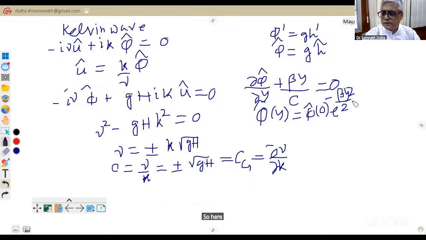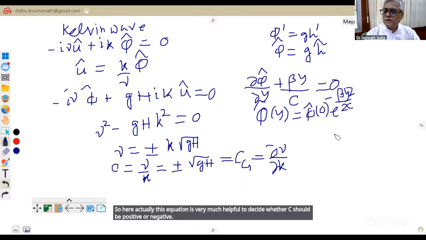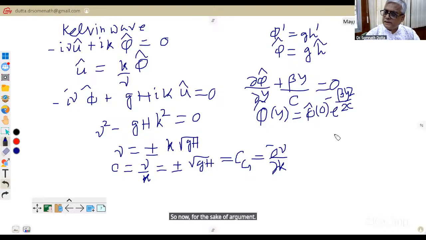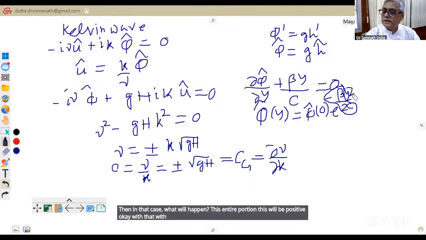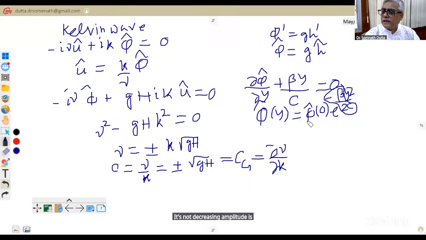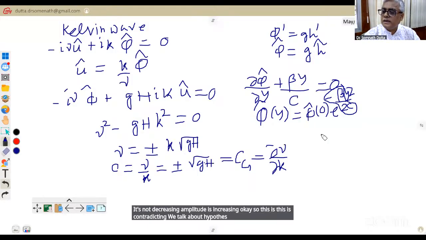Here, this equation is very helpful to decide whether c should be positive or negative. For the sake of argument, even if I take c negative, then what will happen? This entire exponent portion will be positive, with y² multiplication. Then if y tends to plus minus infinity, that means if one goes away from the equator, the amplitude is not decreasing, the amplitude is increasing. This contradicts our hypothesis. That's why we should not take c negative. Therefore c should be positive.